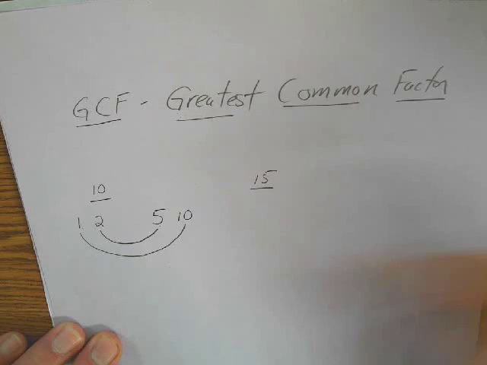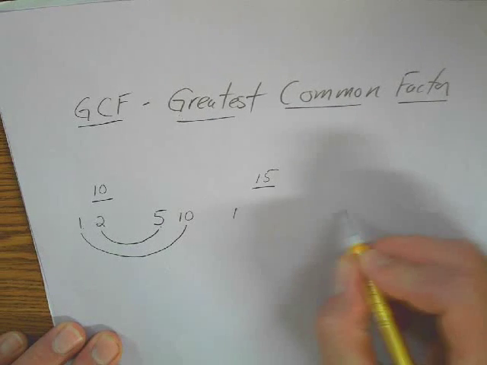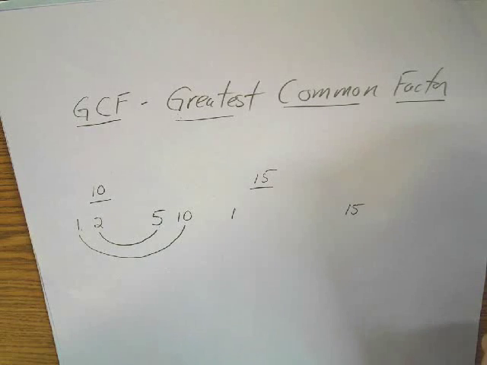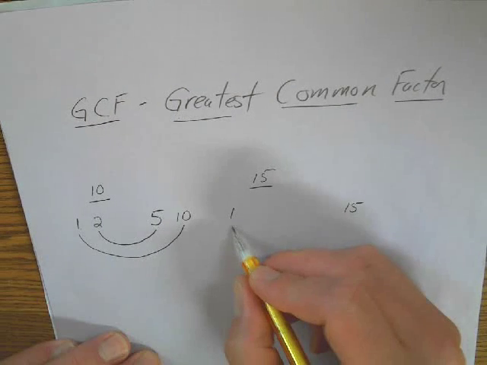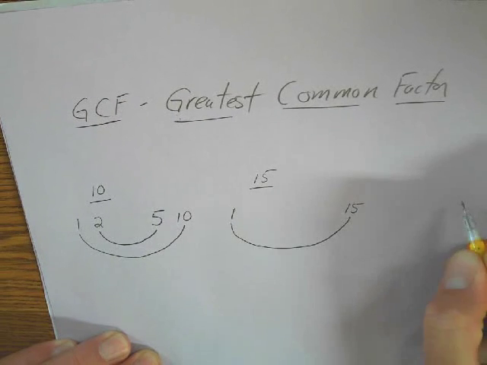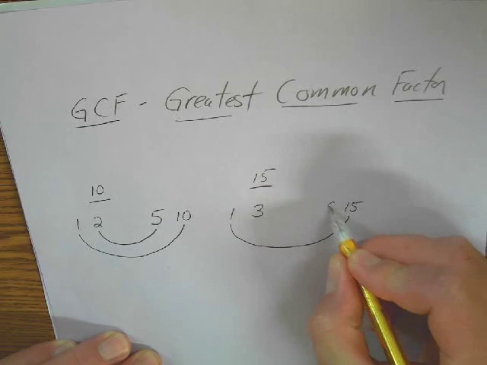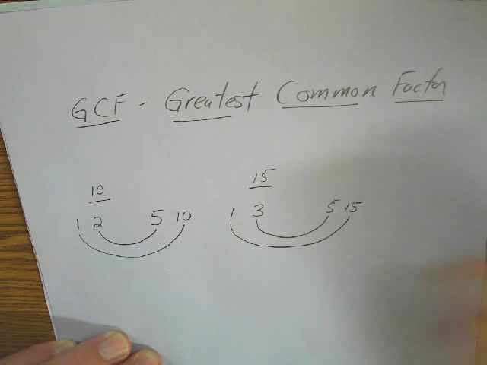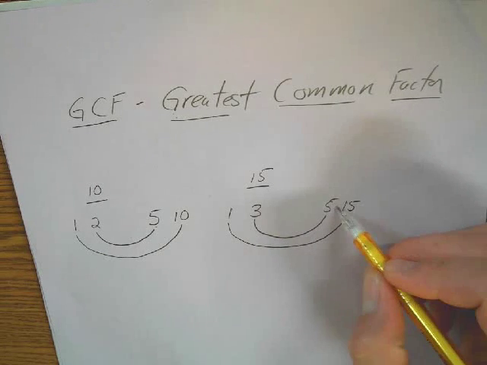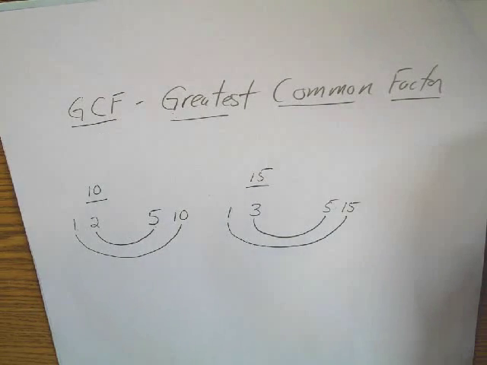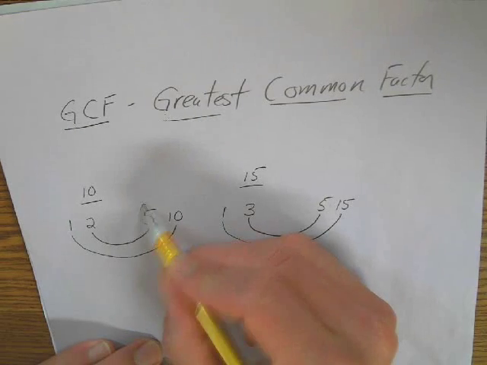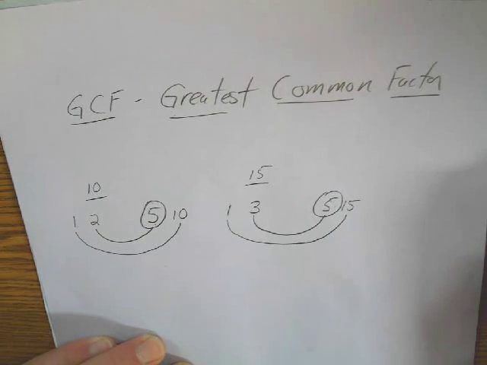For 15, we start with a 1 and a 15, and notice that I'm giving myself a little bit of room here, because sometimes we're not sure how many factors are in there. So we got the 1 and the 15. 2 won't work. A 3 will. 3 times 5 gives us 15. 4 won't work, and then we're back to 5 again. Okay, so those are the factors of 10 and 15, and now all we have to do is find the biggest number that they have in common. So in this case, they both have a 5 in common. So the greatest common factor of 10 and 15 is 5.